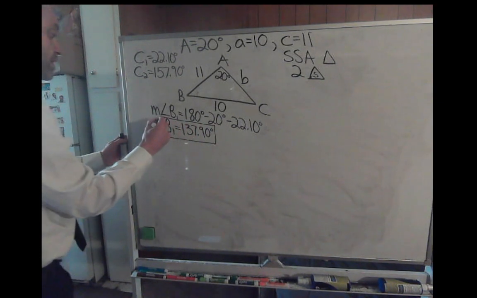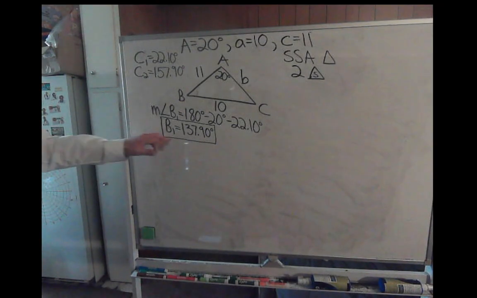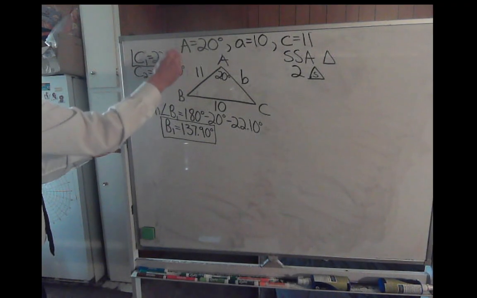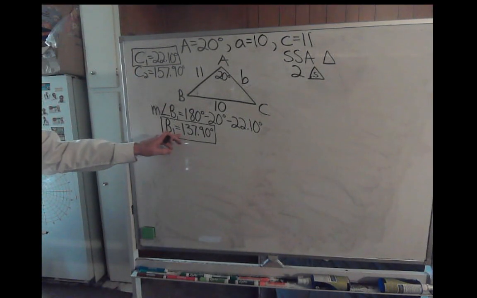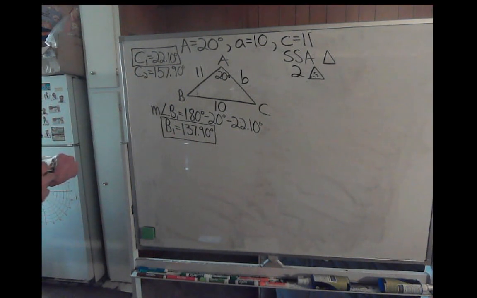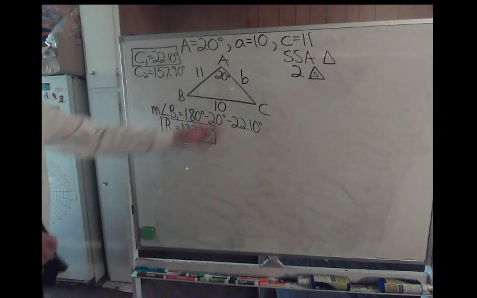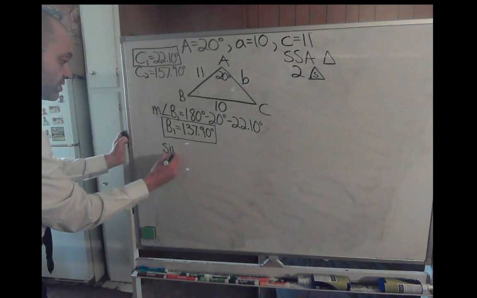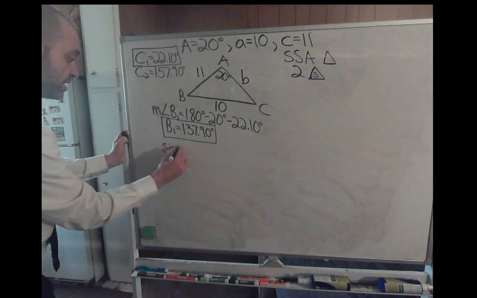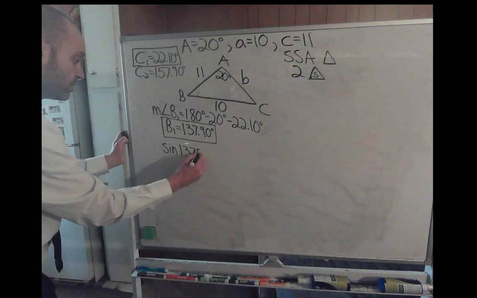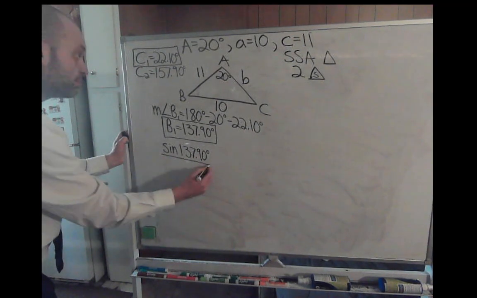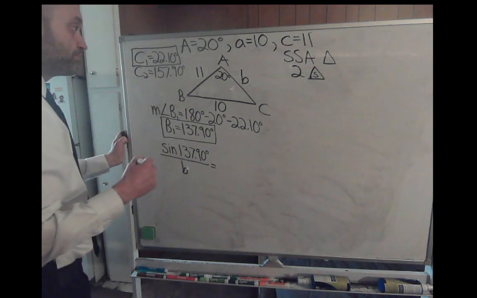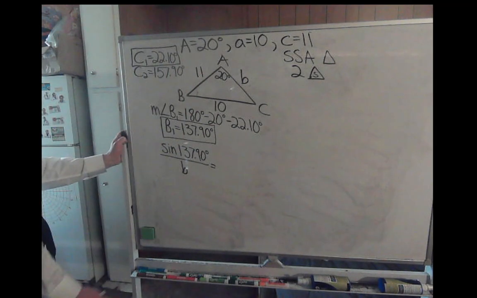So for your first triangle, you would have angle C with a measure of 22.10 degrees. Angle B would be 137.90 degrees, which means all we need to find now is side B. So let's set up our law of sines ratio. So take that sine of B, which is 137.90, divide that by side B itself. That then would equal, we could do either A or C, it doesn't matter.